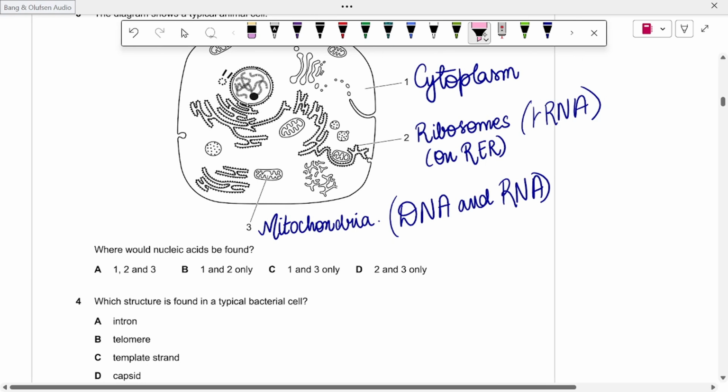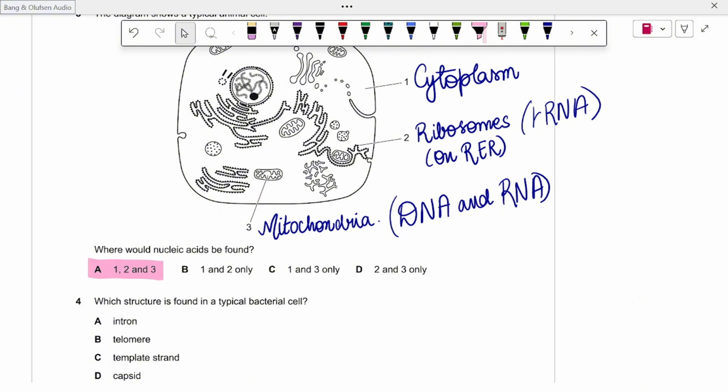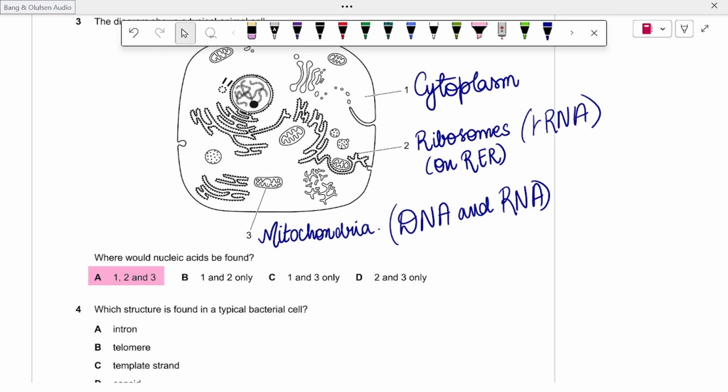The correct option is all three, 1, 2 and 3. Mitochondria has its own circular DNA, and DNA is made of nucleic acid. So all three of them are correct.